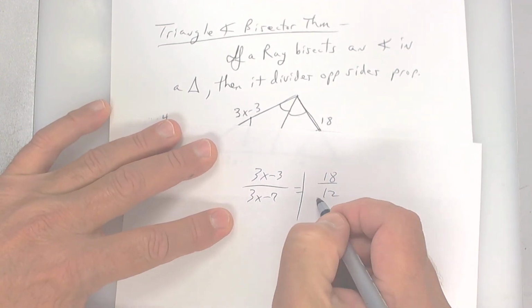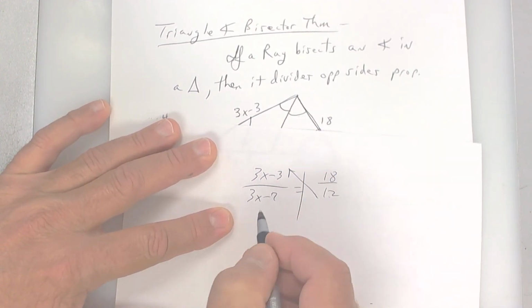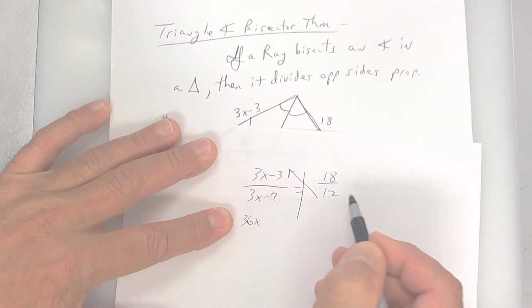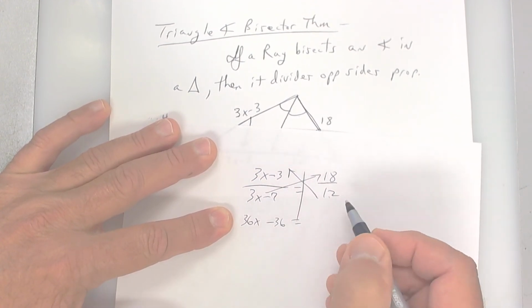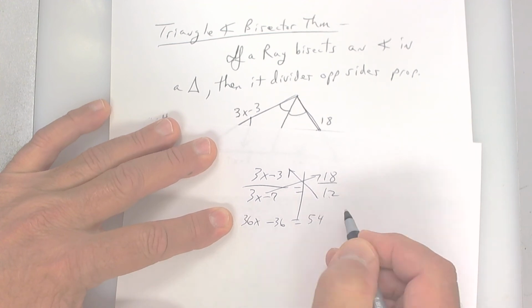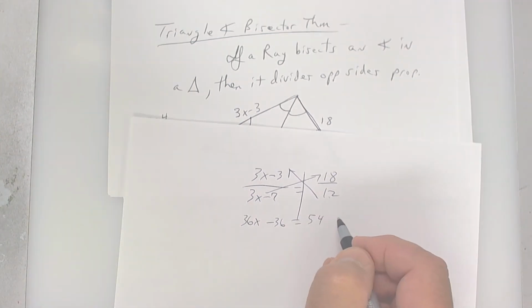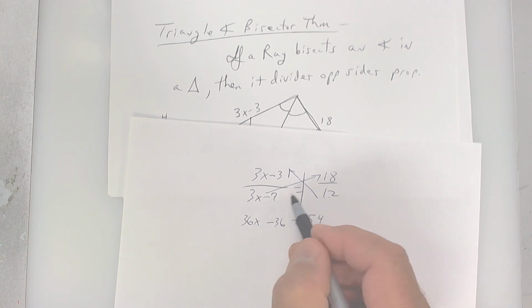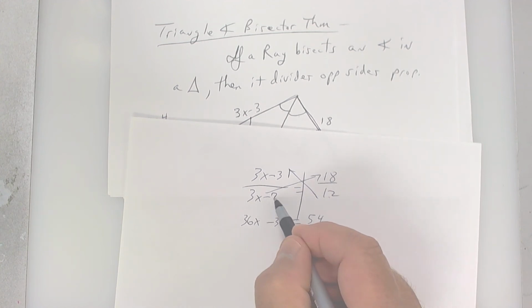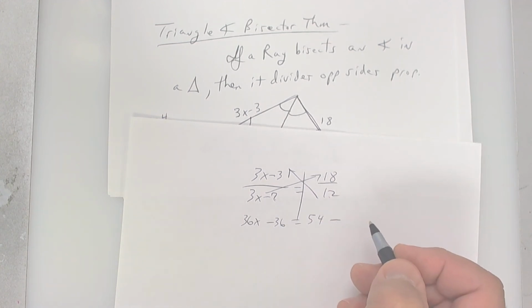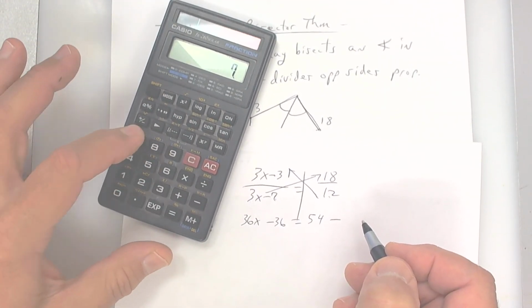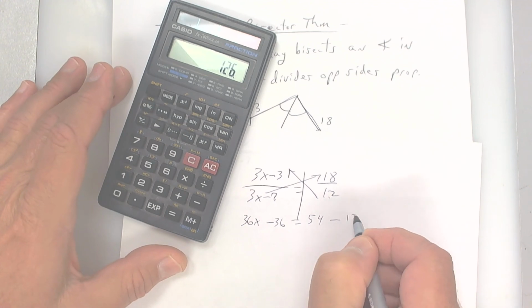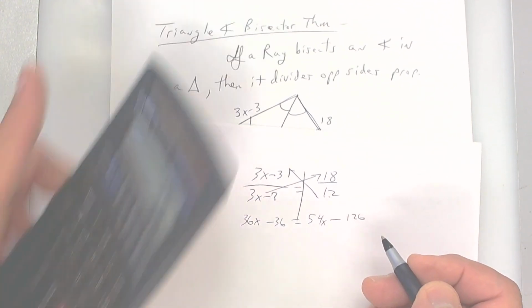So you're going to distribute. So it's going to be 36x and then minus 36 is equal to whatever that is. I think that's 54x. And then 7 times 18, I have no clue. So that's going to be a negative something. So 7 times 18, that gives me 126. And I left my x off right there.